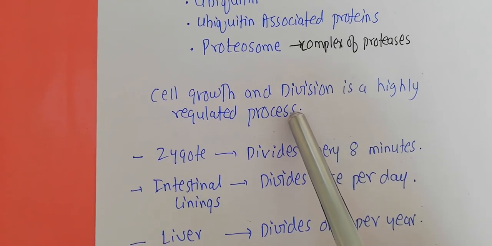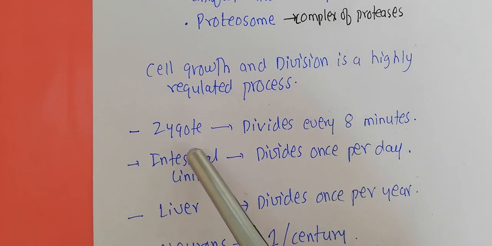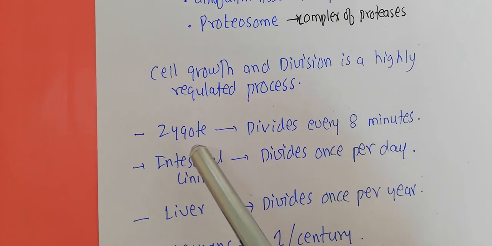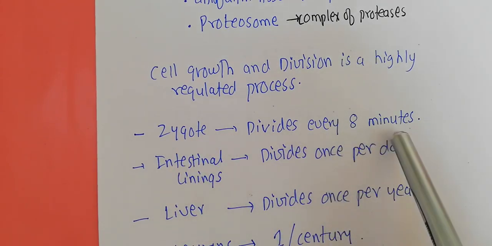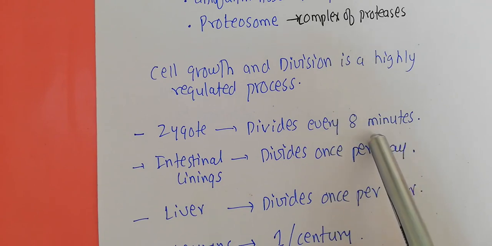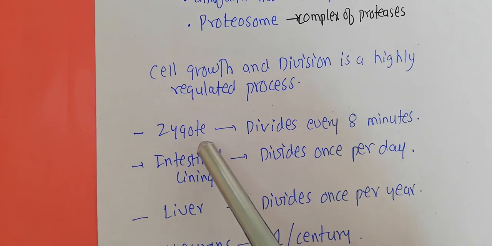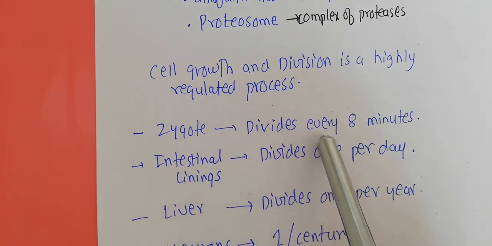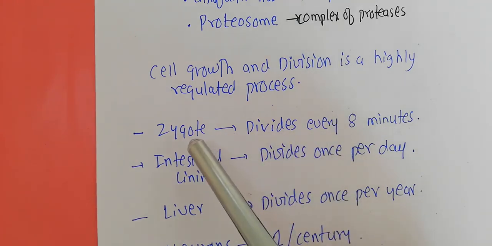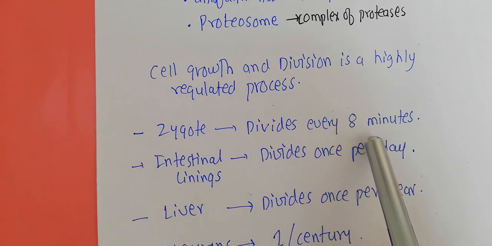If you talk about different types of cells, like the zygote cells, they divide every 8 minutes. The reason is that when the sperm and the egg combine with each other to form a zygote, you have to make a fetus, so you need very quick cell division. Now the womb of the mother is a very nutritious environment. Growth factors are available in a very high quantity. So the zygote cells divide every 8 minutes to make a fetus.